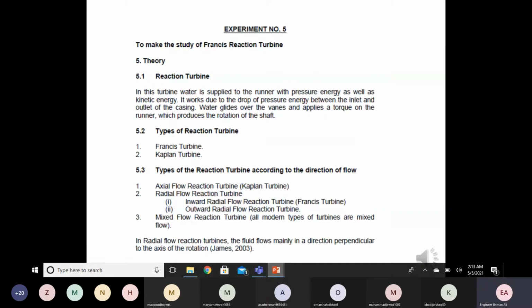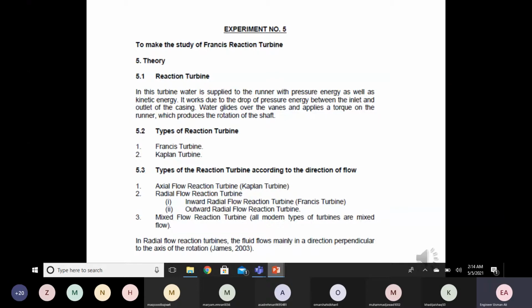So both have been frequently used in Pakistan for hydropower projects. Now, types of reaction turbines according to the direction of flow. So we have learned in our previous lecture that Pelton wheel is a tangential flow turbine because the jet is tangent to the wheel. But in case of reaction turbines, we can have the axial flow reaction turbine. An example is the Kaplan turbine.